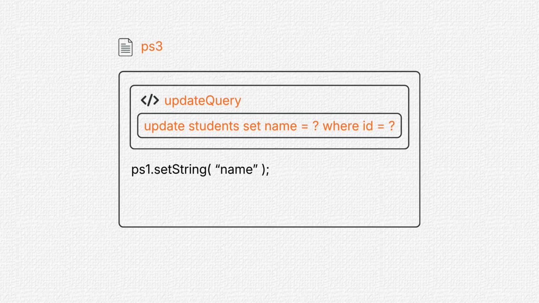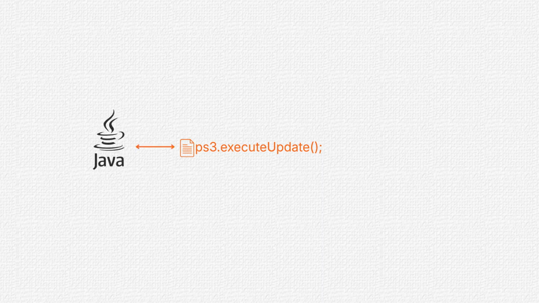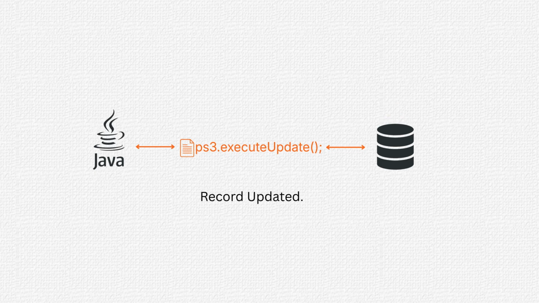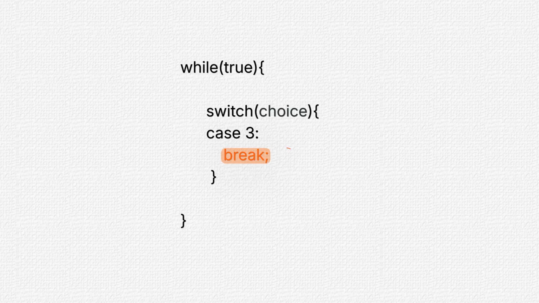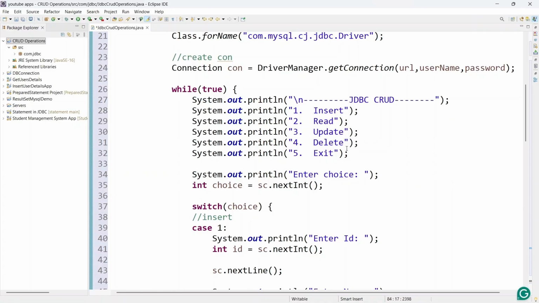The new name and update ID values are set using the setter methods. Then the execute update method runs the query in the database. The database updates the matching record successfully. Finally, the program prints record updated. The break statement ends case 3 and control returns to the while loop. Now we need to write case 4, which is delete operation.